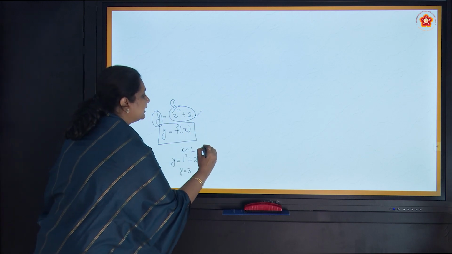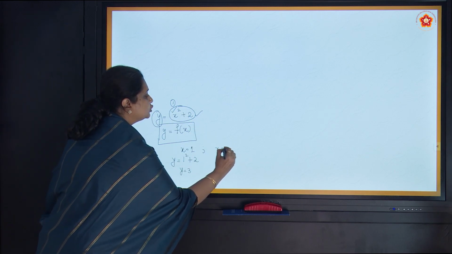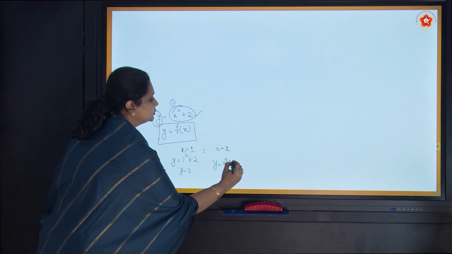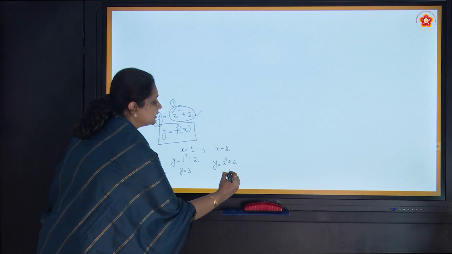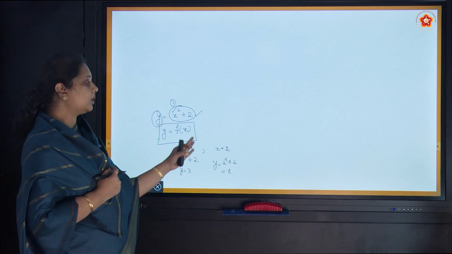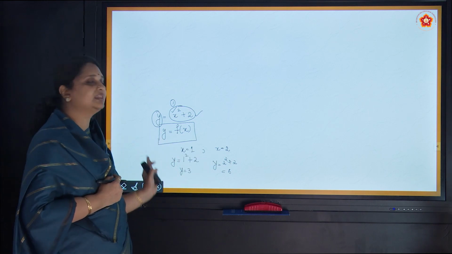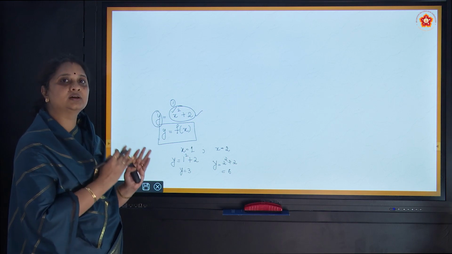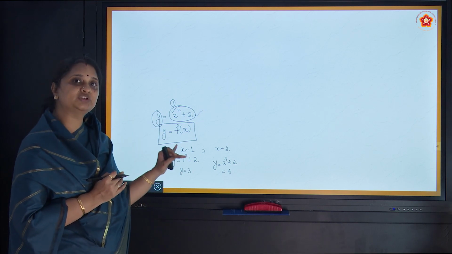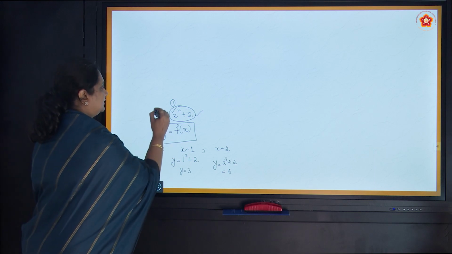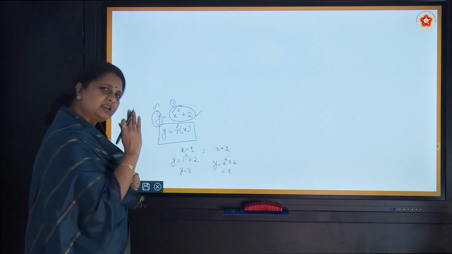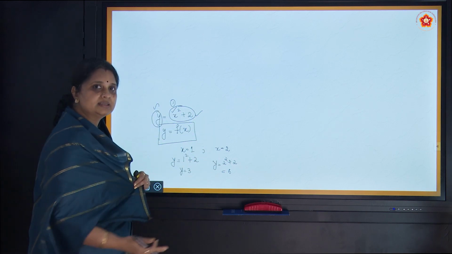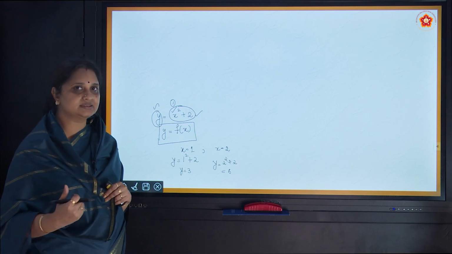Now, if I give a value of x is equal to 2, my y will be 2 square plus 2, that is 4 plus 2, that is 6. So depending on the values of x, there's a change in the values of y. This is what we are going to learn in this chapter. The rate of change of a variable, that is the dependent variable, with respect to the change in the independent variable is basically called differentiation.